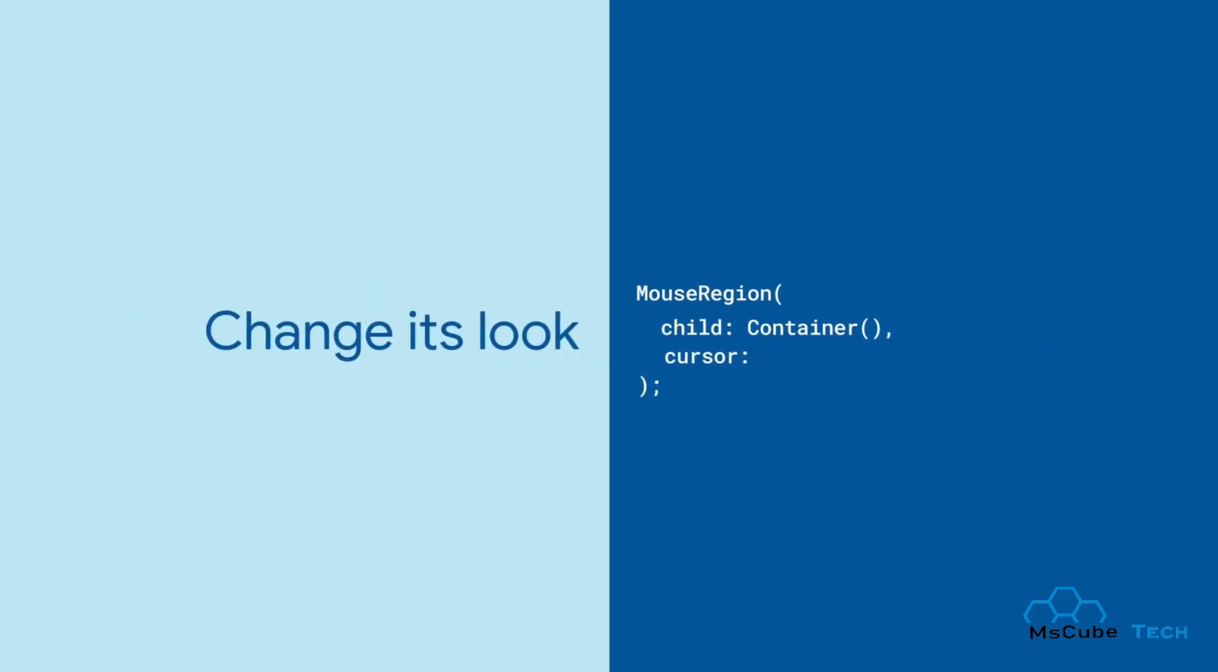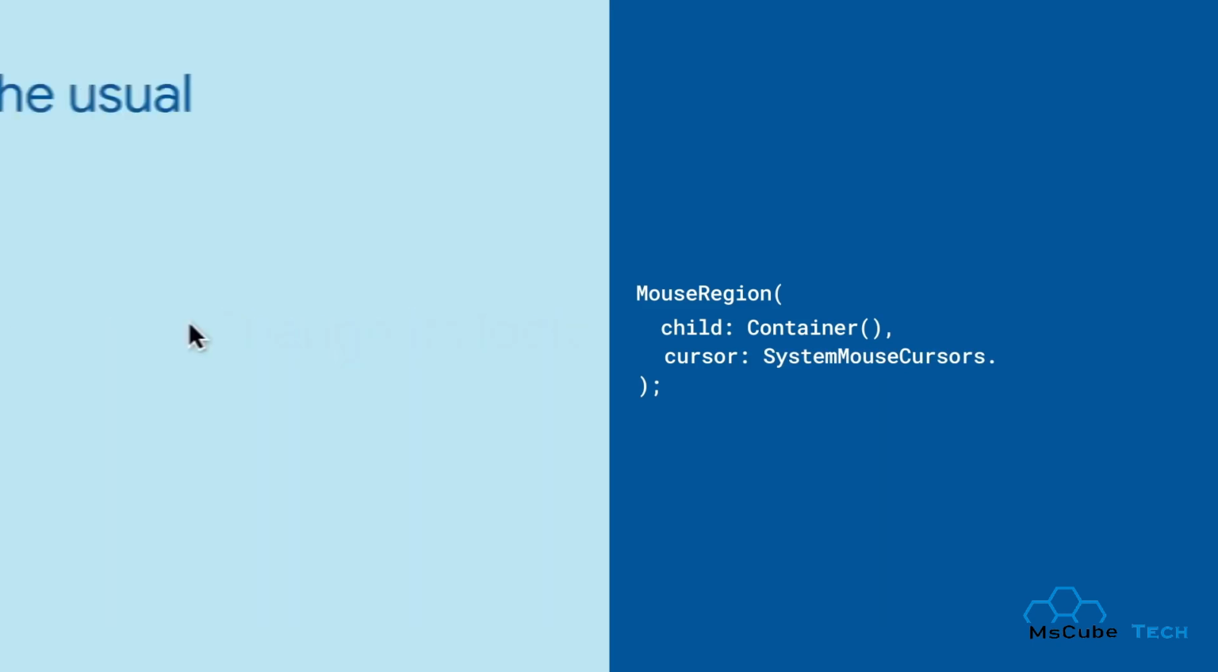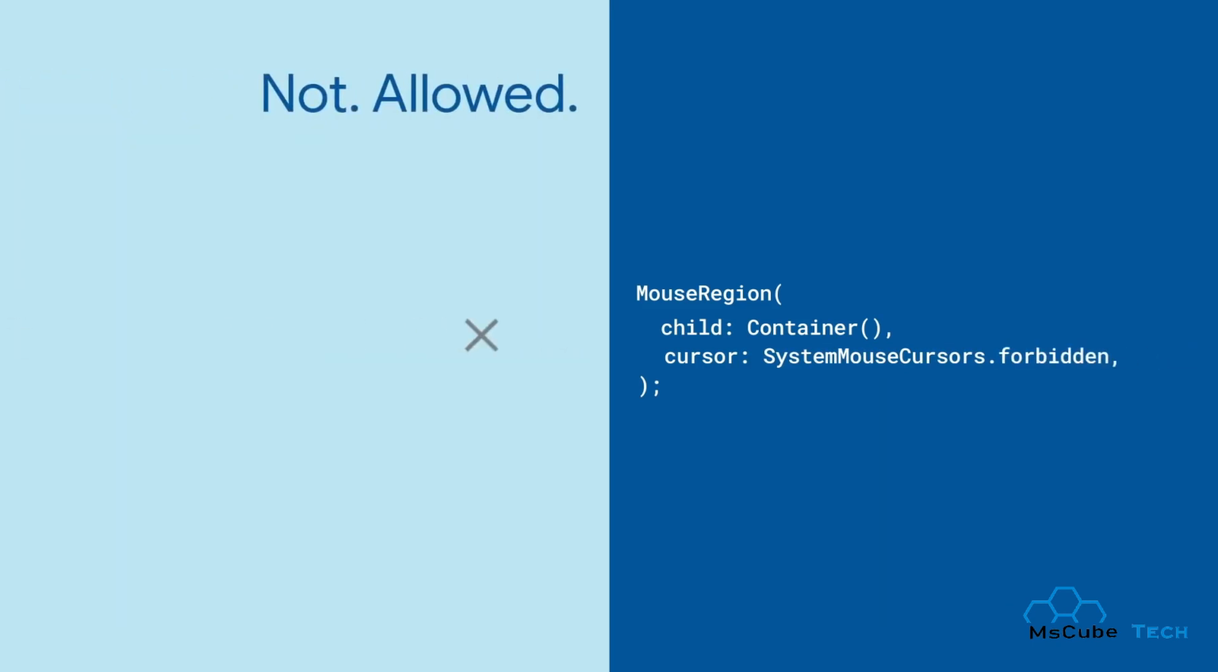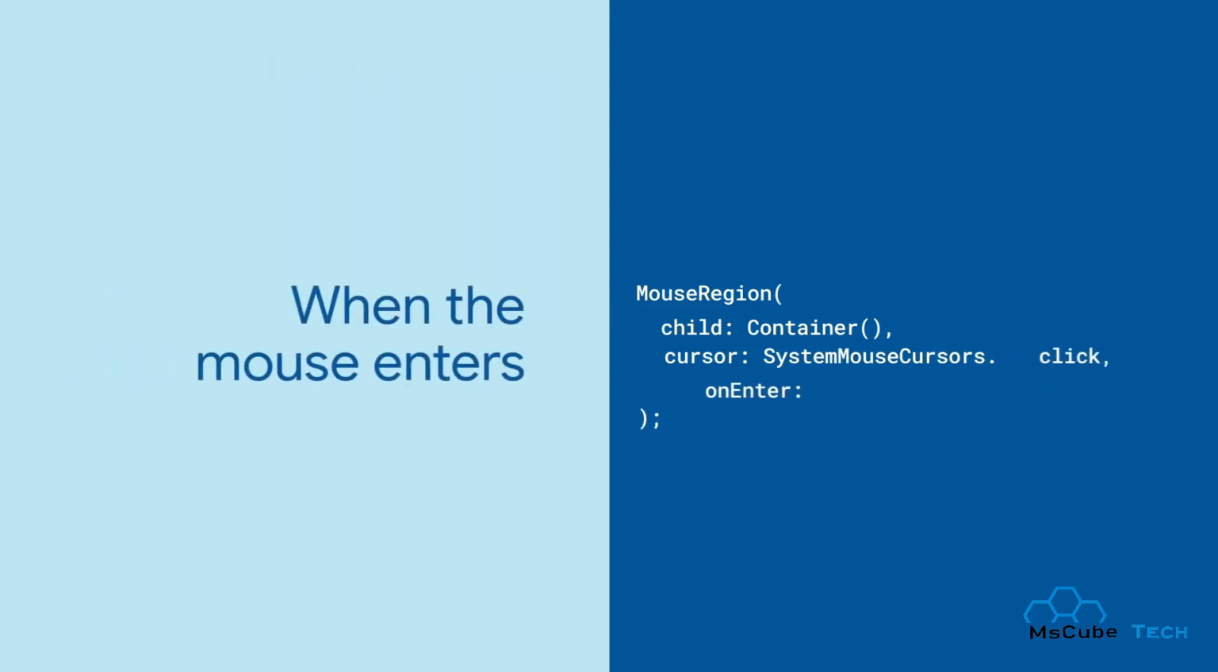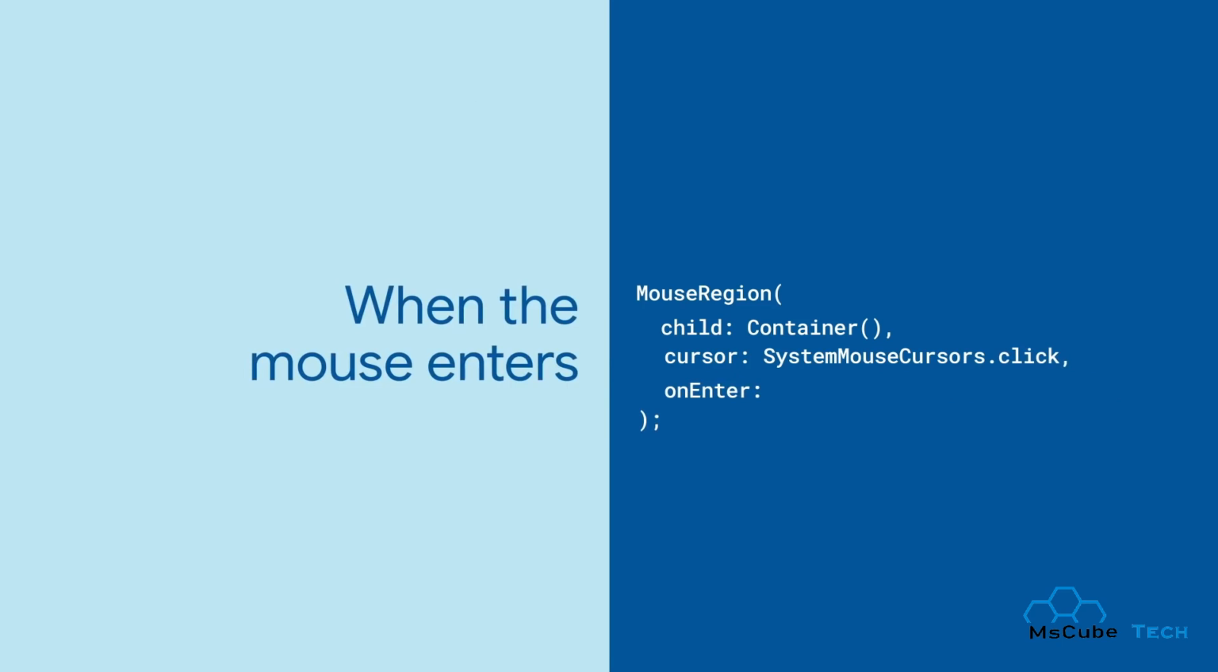To start, give the user some indication of this by changing the pointer to something else with the cursor property. The most common cursors are defined in the System Mouse Cursors class, like Basic, Text, Click, or Forbidden. Mouse region then has a series of callbacks that you can use for listening to mice. OnEnter will be called when a mouse first appears inside the space that this mouse region takes up.